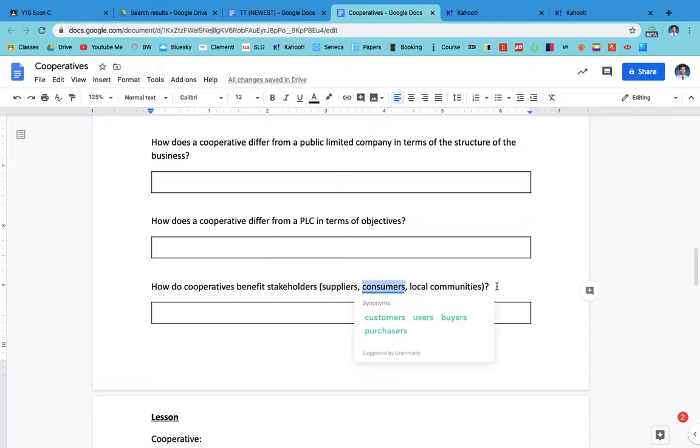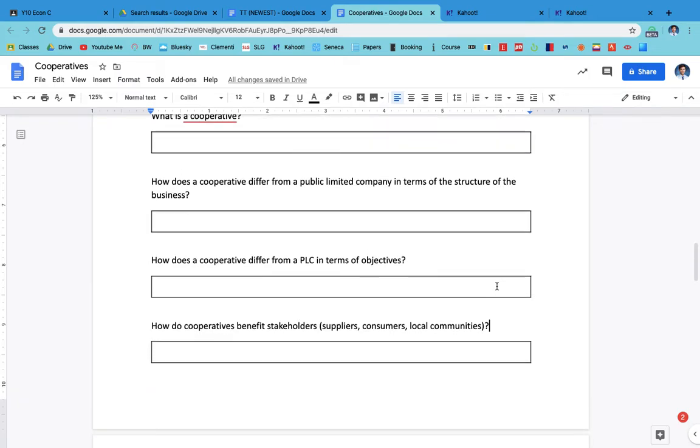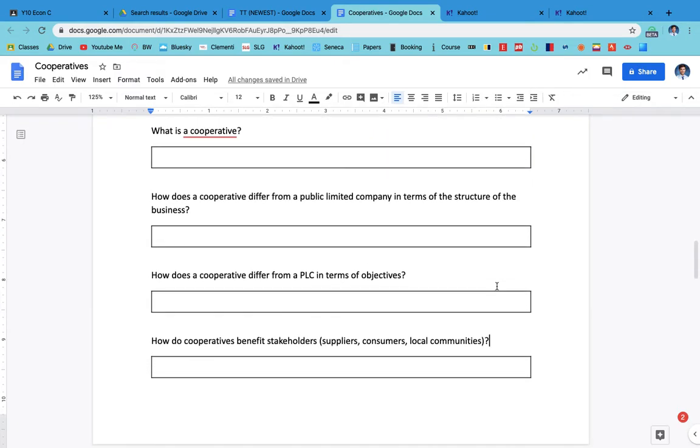Consumers are going to get high quality, high value products because they're not being exploited. And the local communities, they're going to operate in a way that has the lowest negative effect in terms of noise pollution, air pollution, river pollution, whatever it might be. They're going to take that into account. Okay, so it's more like a caring, considerate business.